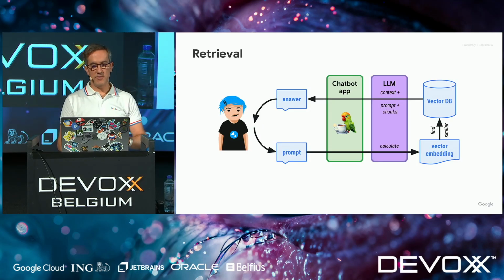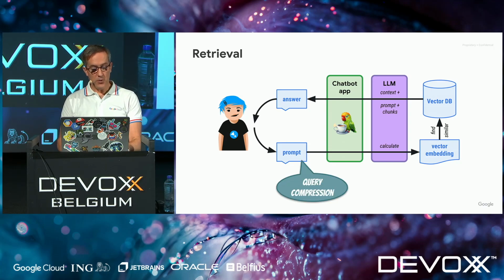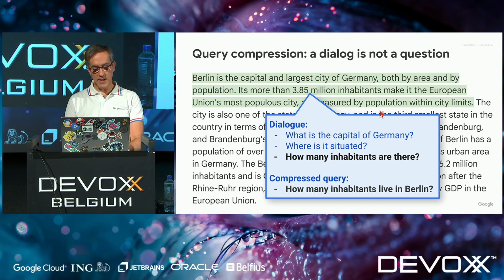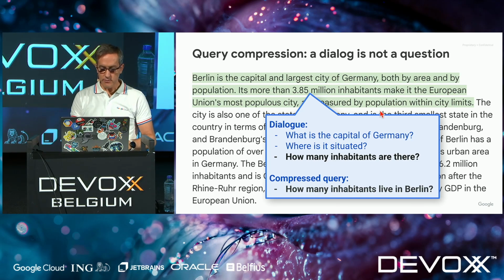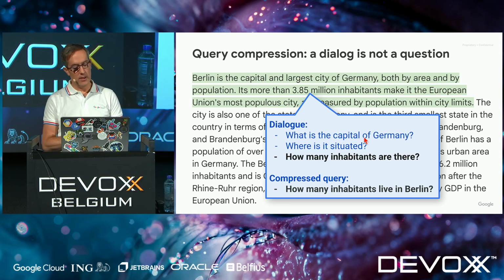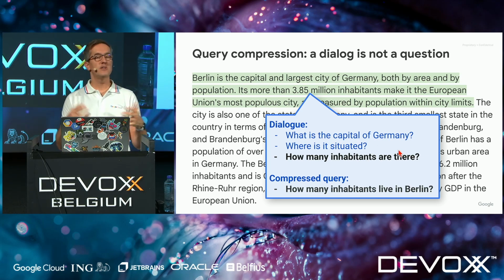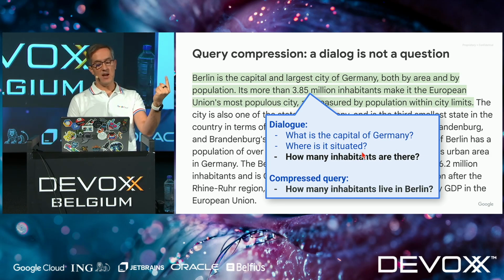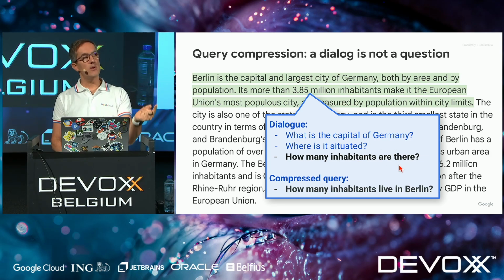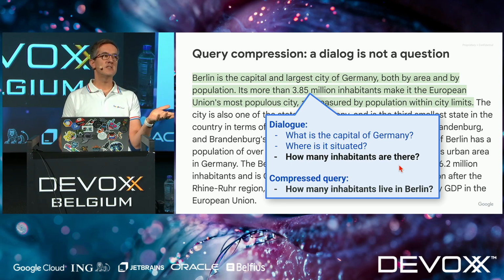So that's the bottom of the original diagram. We'll look at query compression. Something that happens in a chatbot: first you ask, what is the capital of Germany? Okay, it's Berlin. Then, where is it situated? It's situated in this region in Germany. And then, how many inhabitants are there? It's implicit, you understand that it's how many inhabitants are there in Berlin, right? But the model doesn't necessarily know.